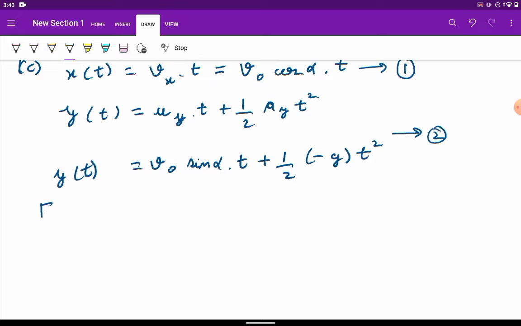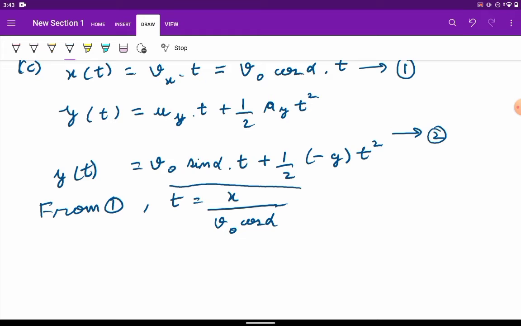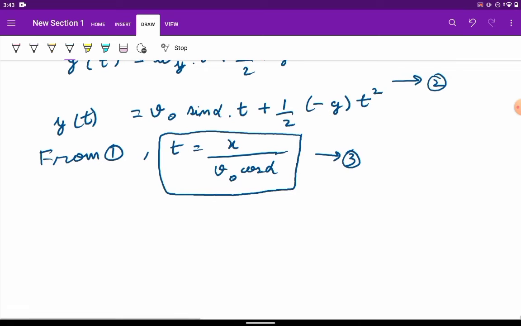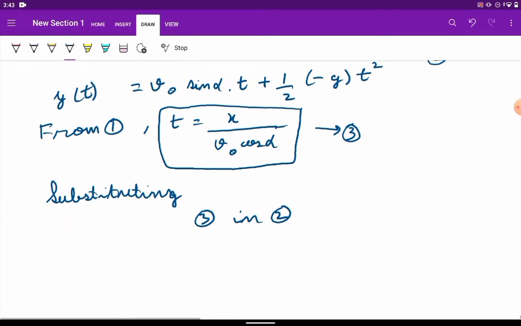Now from equation 1 we get time t as, I'll just replace x of t by x because we are eliminating the variable time in our equation. So for the time I'll just write it as x by v naught cos alpha, right? So let's say this is 3, substituting 3 in 2, what do we get?